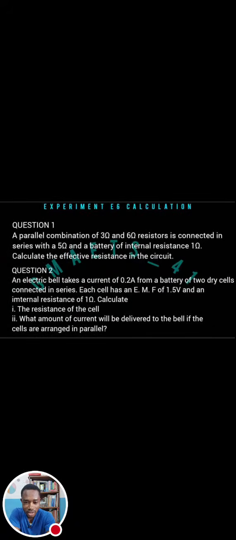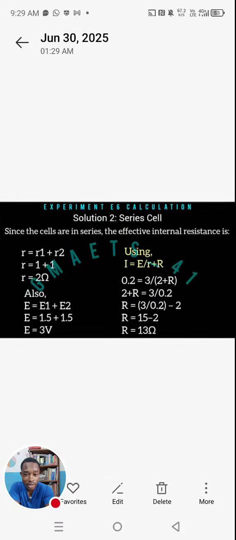So if you have to calculate the resistance of the cell according to the question, all you have to do is pick the internal resistance of the cell, because the resistance the cell has is its internal resistance. Add both of them, the small letter r, R1 and R2. You get 1 plus 1, because these cells are connected in series. The effective internal resistance will be the summation of the two internal resistances. So 1 plus 1, you get 2.